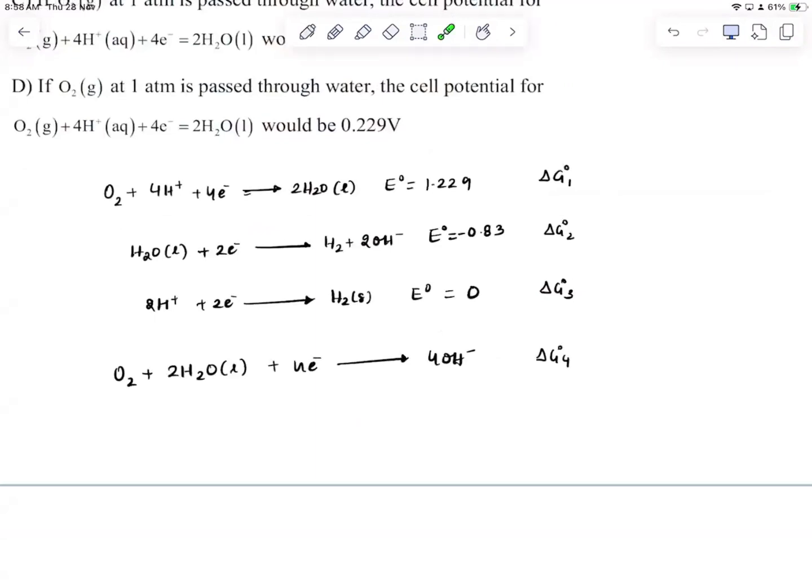To get this equation, first I need to definitely add delta G naught 1, and then I have to multiply this with 2 here, and multiply here also with 2, because I require 4H plus. But I need to subtract this. So delta G naught 4 is equal to delta G naught 1 plus delta G naught 2 into 2 minus 2 times delta G naught 3 into 2. That will give you delta G naught 4, correct?